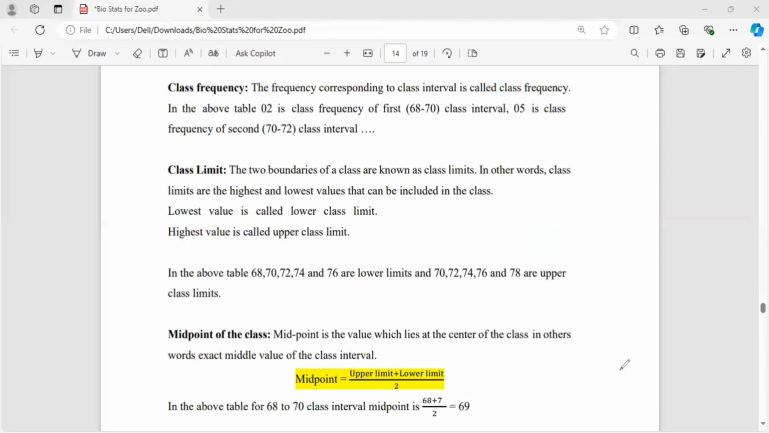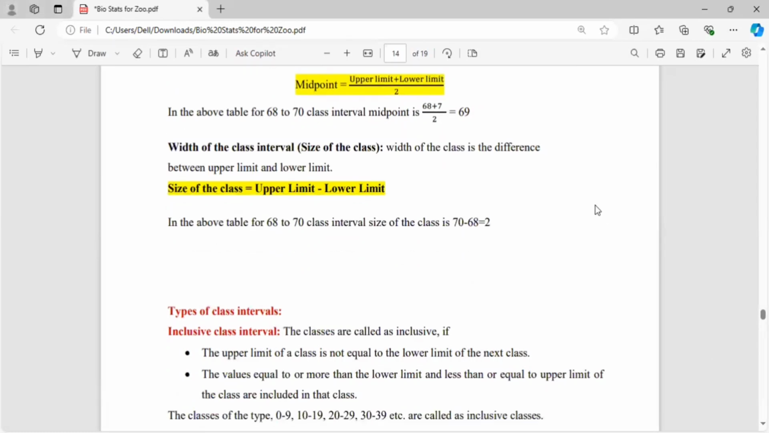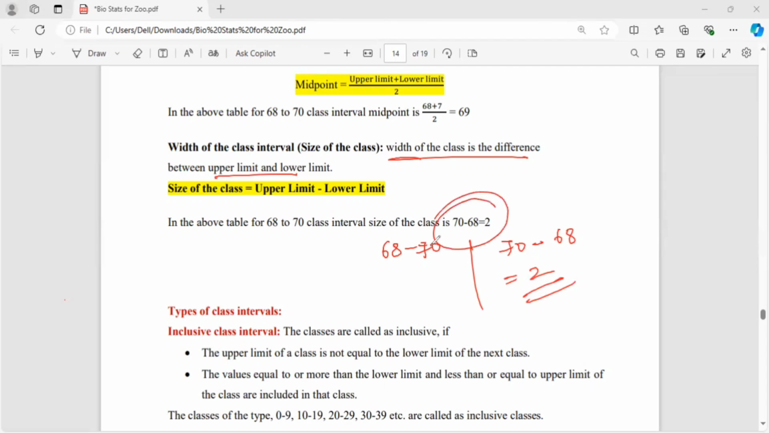Next is the size of the class interval. The next definition is the size or width of the class interval. The width of the class interval is nothing but the difference between the upper limit and the lower limit. For the first one, 68 to 70, this is the first class interval. The difference is upper limit minus lower limit. The answer is 2.